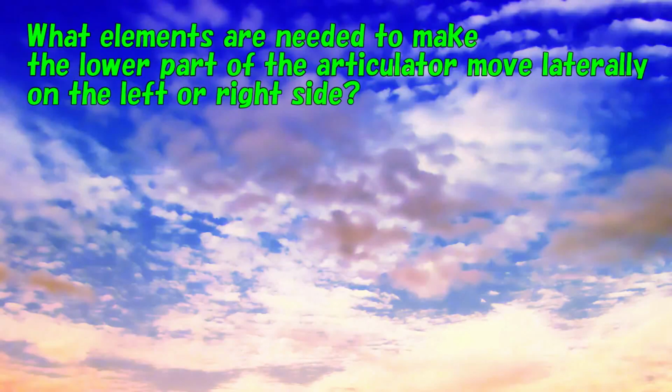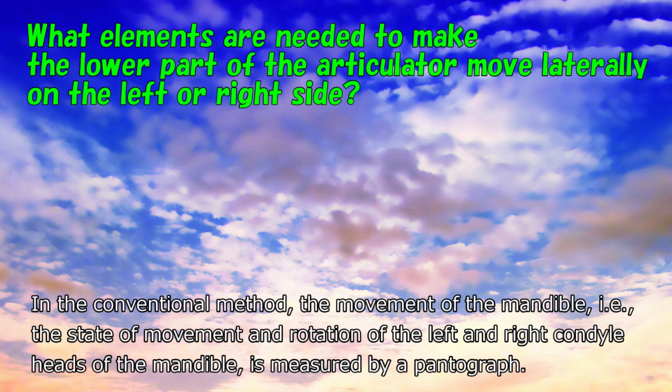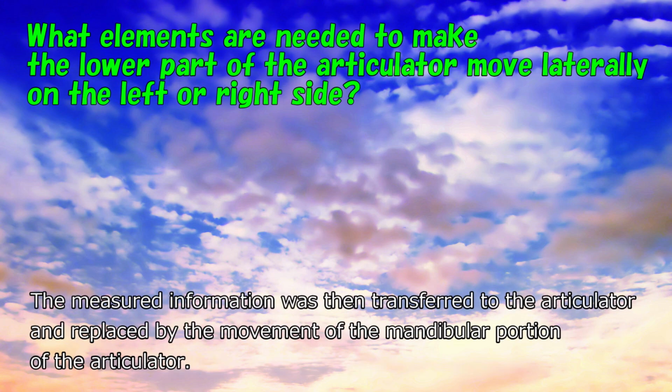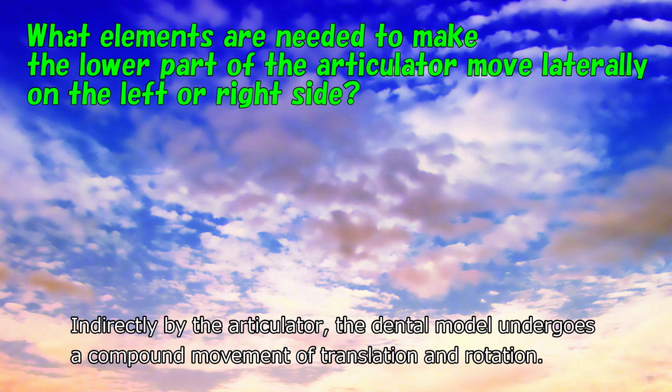What elements are needed to make the lower part of the articulator move laterally on the left or right side? In the conventional method, the movement of the mandible, i.e., the state of movement and rotation of the left and right condyle heads of the mandible, is measured by a pantograph. The measured information was then transferred to the articulator and replaced by the movement of the mandibular portion of the articulator. Indirectly by the articulator, the dental model undergoes a compound movement of translation and rotation.